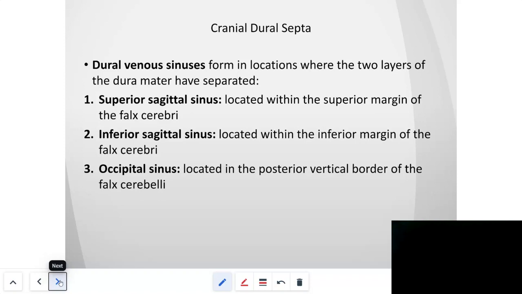Then we also have the inferior sagittal sinus. That's going to be towards the inferior margin of the falx cerebri. The last one is the occipital sinus. That already gives you direction. So that's the posterior border of the falx cerebelli.